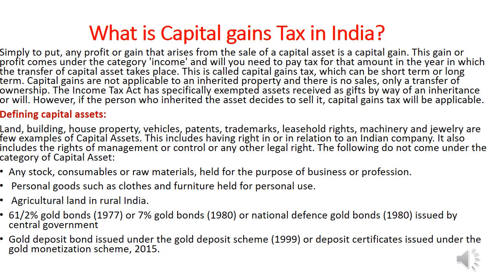And these are the things which do not come under capital assets. What are they? Any stock, consumables or raw materials held for the purpose of business or profession, personal goods such as clothes and furniture held for personal use, agricultural lands in rural India, and 6.5% gold bonds 1977 or 7% gold bonds 1980 or national defense gold bonds 1980 issued by the central government, and gold deposit bonds issued under the Gold Deposit Scheme 1999 or deposit certificates issued under the Gold Monetization Scheme 2015. All these are excluded from capital assets.